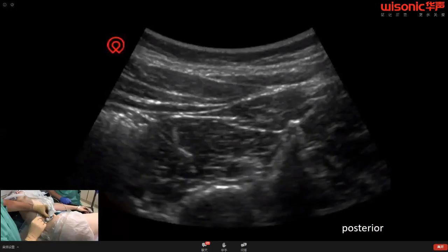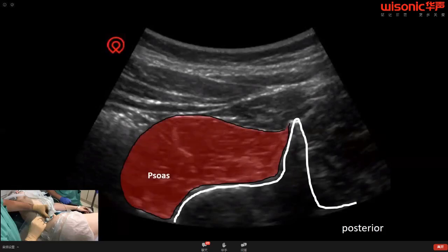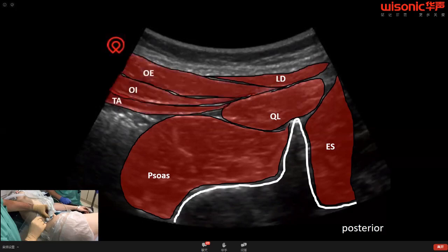For the different quadratus lumborum blocks, the patient can be placed in a lateral position, and a convex probe is placed in the flank of the patient. What you can expect then is that you can see here the vertebral body and the transverse process. In front of the transverse process, you see the psoas muscle. On top of the transverse process, the quadratus lumborum muscle, and behind the transverse process, the erector spinae muscle. Lateral to the quadratus lumborum, the latissimus dorsi muscle, and in front, the three muscle layers of the abdominal muscles.